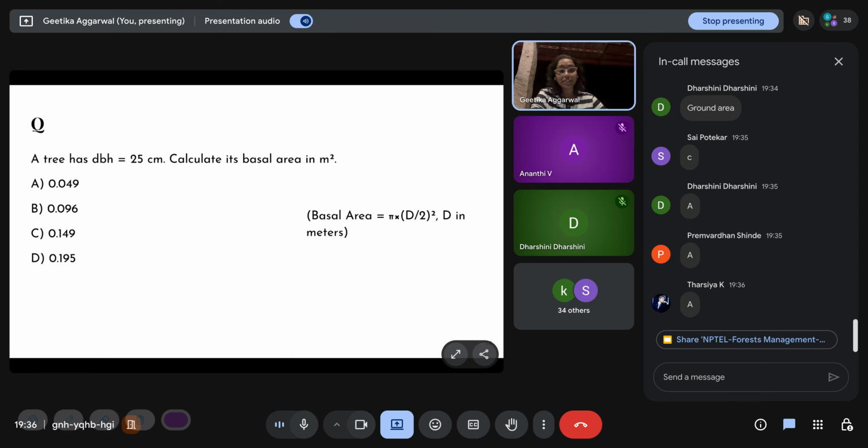Here is the formula for basal area for people who don't remember it, but I anyway said it. So it's 0.049. People got it correctly. Others, if anybody has a question in any of these questions, please ask me. If you're not able to calculate any of these, most of these are straightforward if you apply the formula.